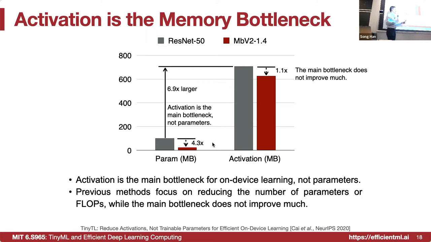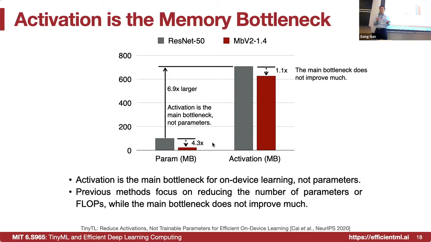Do you remember why the activation of MobileNetV2 doesn't improve much compared with ResNet-50, and why the parameters decrease a lot but the activation doesn't? Remember the inverted bottleneck layer? MobileNet uses depth-wise convolution, which reduces one dimension, right? It's just 3x3 by channel rather than 3x3 by input channel by output channel. So that significantly reduces the number of parameters.